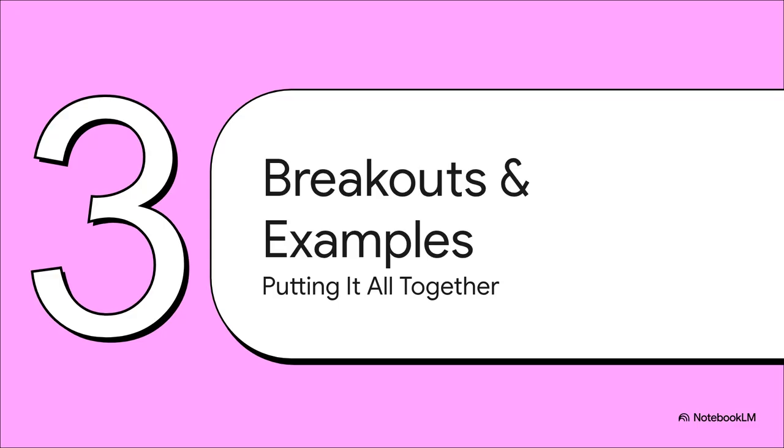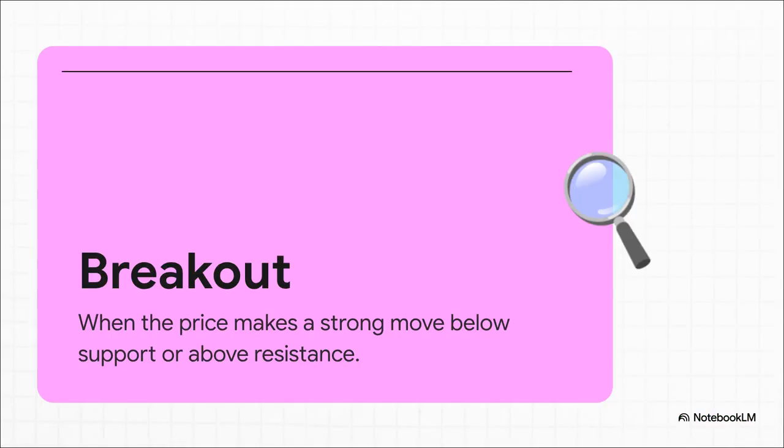Okay, great. So now we've understood all the individual pieces, support, resistance, and trend lines. For Section 3, let's see how we can put all of this together in a real market scenario, especially when it comes to something called breakouts. A breakout. This is that powerful moment that pretty much every trader's waiting for. It's when the price makes a strong move, either crashing below its support floor or soaring above its resistance ceiling. This can be a huge signal that a new, strong trend is about to begin.